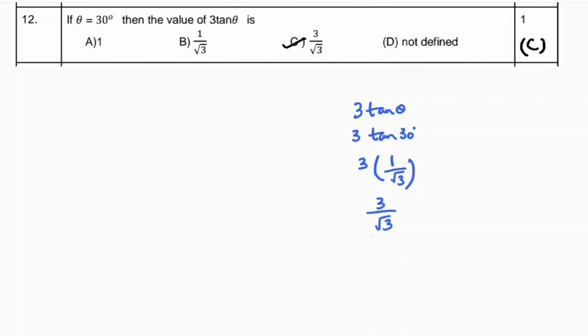See, it was a simple problem. Theta angle is given as 30 degrees. Directly substitute in place of theta. So 3 tan theta, 3 tan 30. So 3 times 1 by root 3, which is nothing but 3 by root 3. Correct option is C.